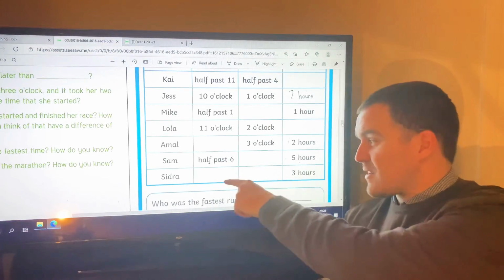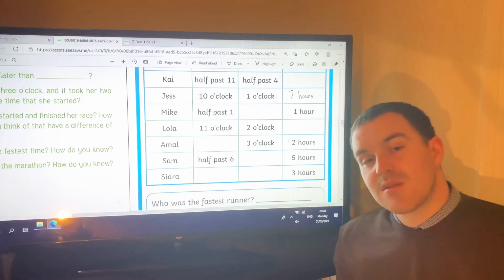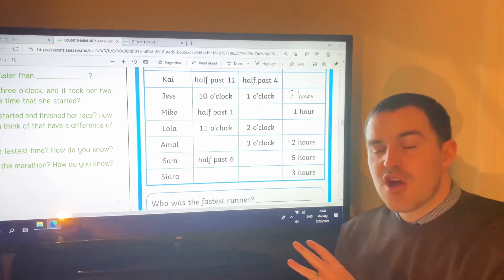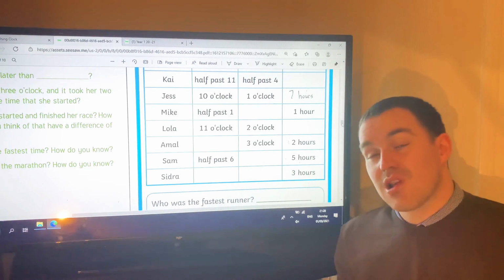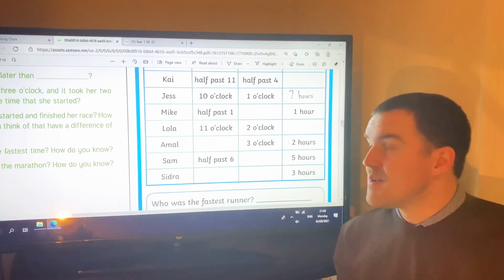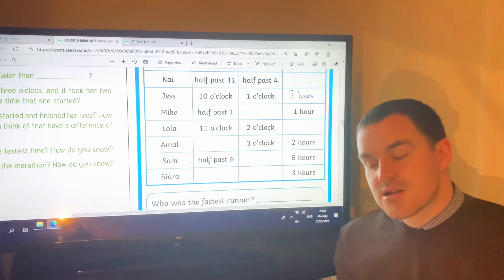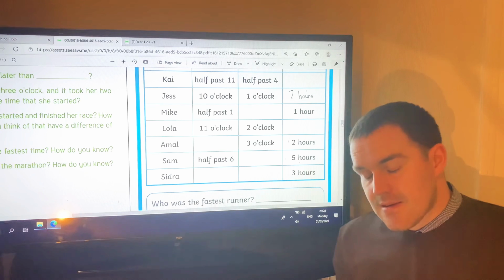We've got a few other ones here. Look at that one. It's a hard one. You might have to make up your own little bit there. Don't worry if that's too much for you. All you need to know in year 1 is o'clock, half past, how many hours have passed. But I like to keep you on your toes, guys. So best of luck with that.